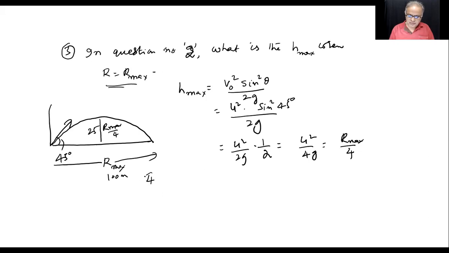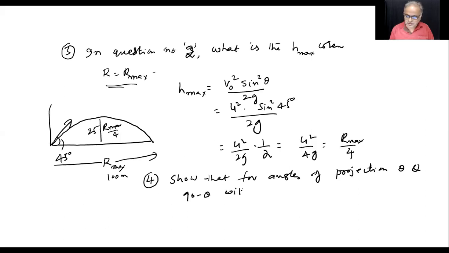Come on. Fourth. Show that for angles of projection theta and 90 minus theta with the horizontal, the ranges are equal. The ranges are equal for a given speed.